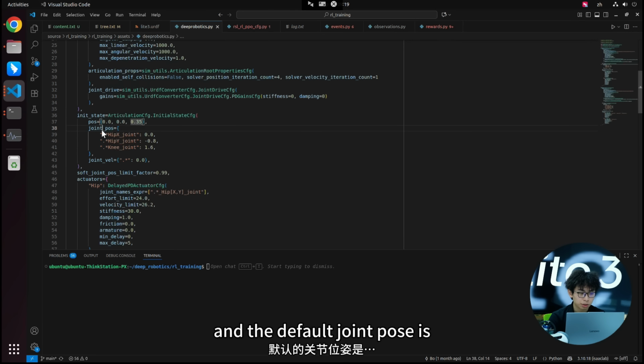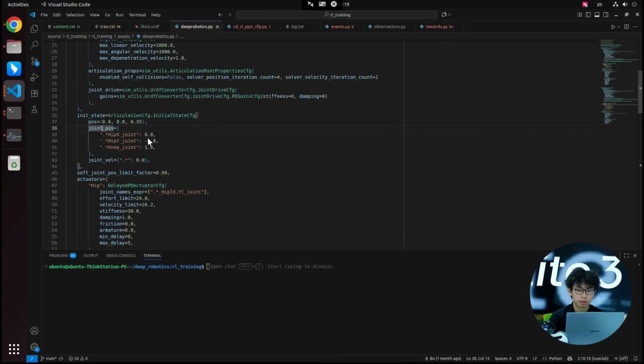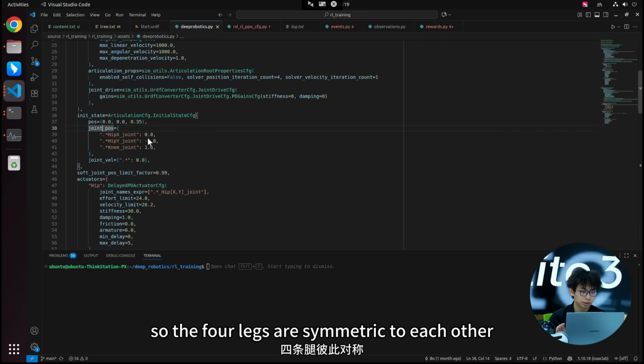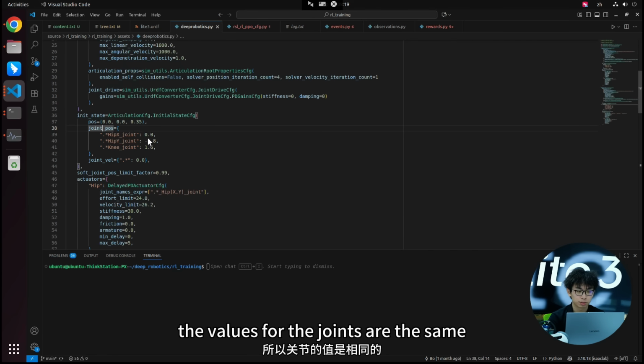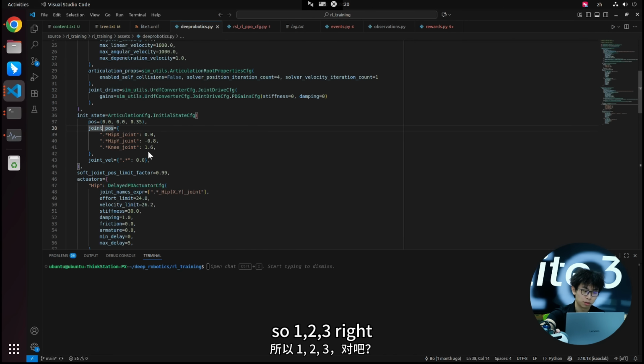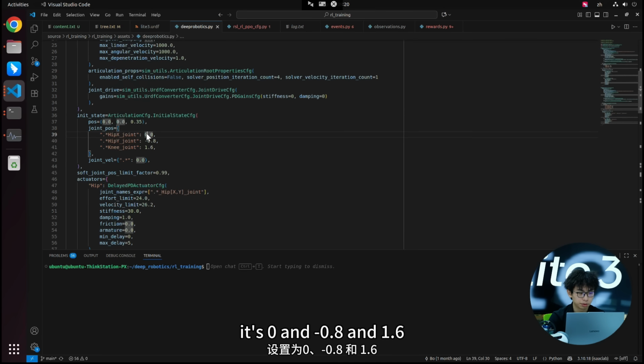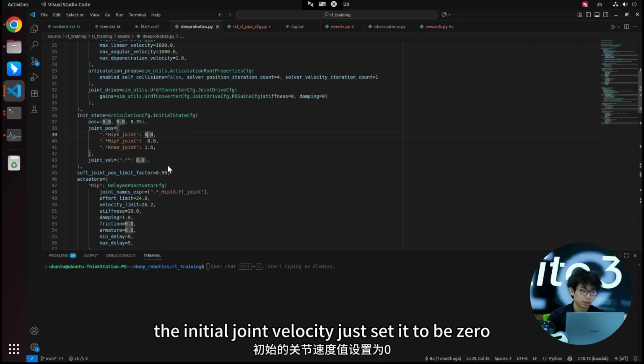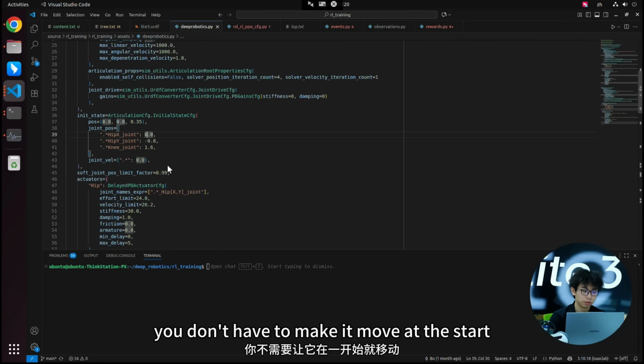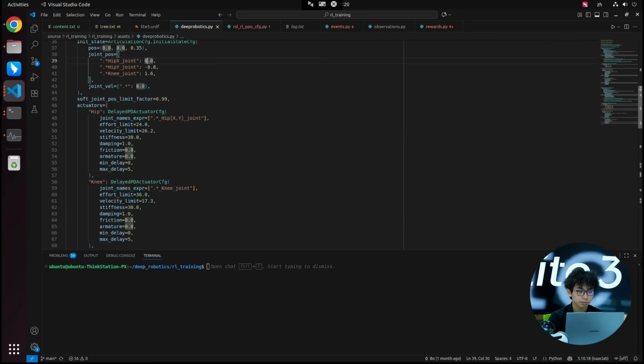And the default joint pose is, so the 4 legs are symmetric to each other. The values for the joints are the same. We only need to define 3 of them. So 1, 2, 3, right? It's 0, 0.8, and negative 1.6. And the initial joint velocity, just set it to be 0. You don't have to make it move at the start.